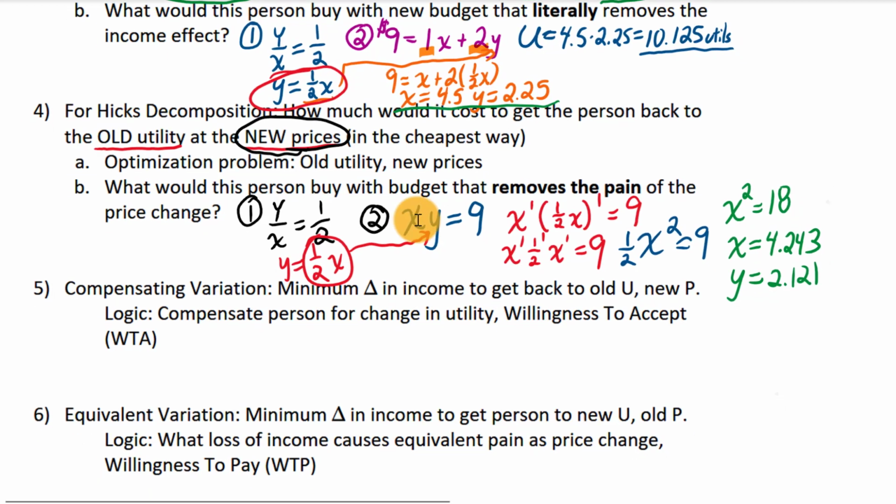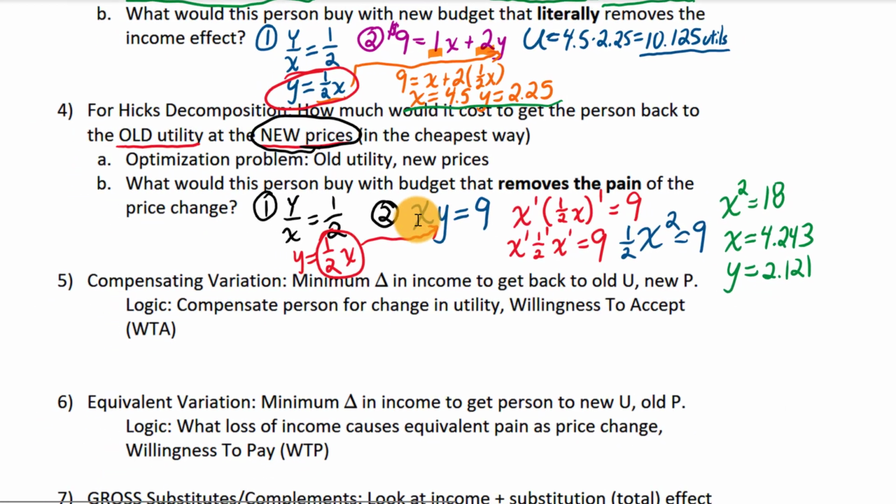Before we can graph it, we need to figure out what the budget actually is that would remove the pain here. So how much does it cost to buy 4.243 x's and 2.121 y's? We plug it into our budget equation now. It'd be $1 for each of the x's, 4.243, plus $2 for each y, 2.121. And so our budget is going to be $8.49.